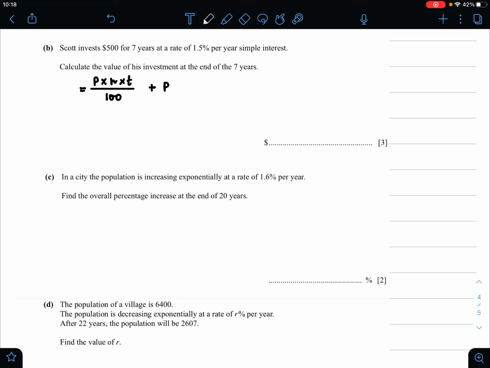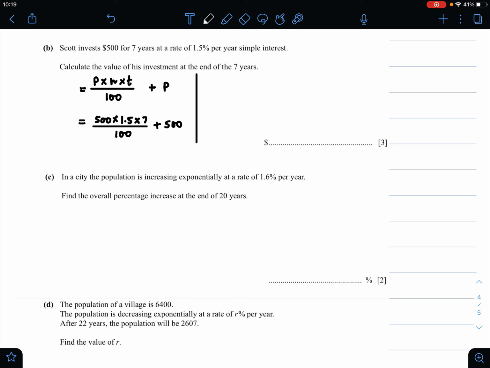So that is the principal amount, and this would give us the total amount or the total investment after 7 years. So the principal amount is 500 multiplied by the rate, which is 1.5, multiplied by the time, which is the number of years, which is 7 in this case, divided by 100, plus the principal amount, which is 500. Now all we need to do is input this in the calculator.